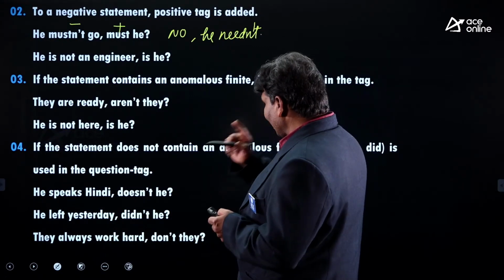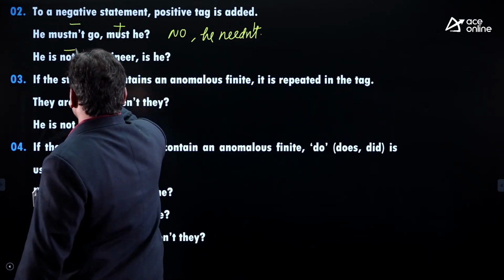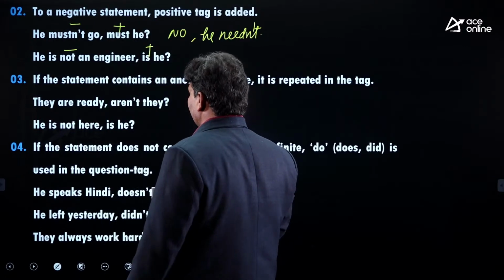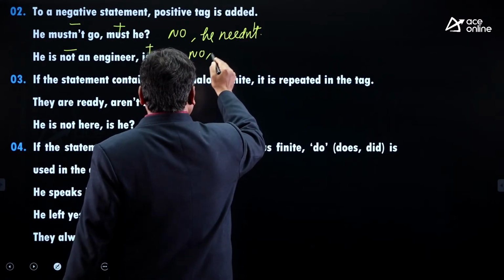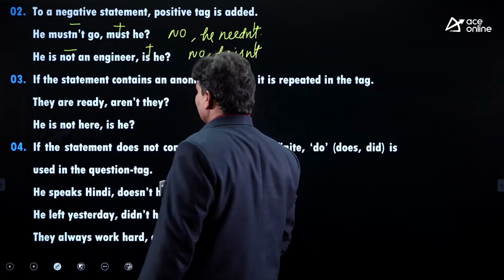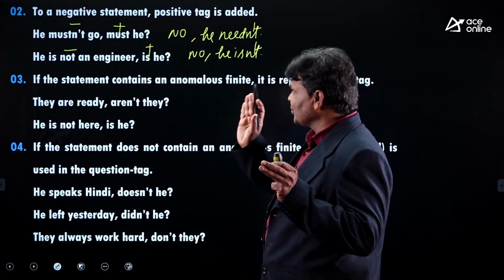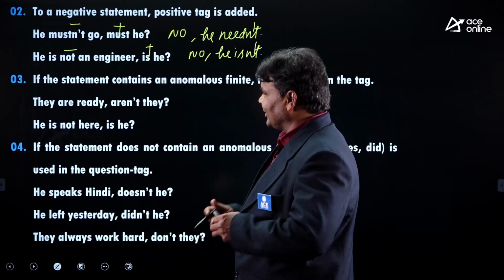He is not an engineer, negative. To a negative statement, be careful, a positive tag. He is not an engineer, is he? No, he isn't, will be your answer, students. Okay, right. So you have learned positive, negative, negative, positive. Wonderful. Shall we go with number 3 now?